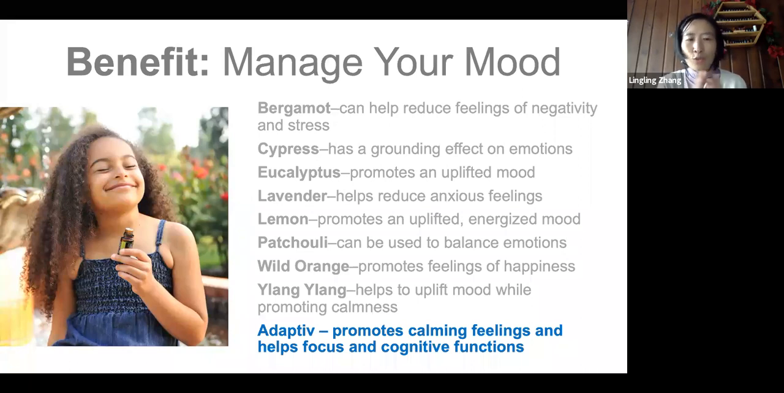Okay, Adaptiv, strongly recommended for everybody. It smells so nice, and is very effective as well. There are many studies done on Adaptiv and how it calms people and also how it promotes cognitive function. They've done studies in a school setting, in the classroom, to see how it helps students calm down and improves their cognitive function, so that their test scores actually improved. So Adaptiv is a great mood-managing oil.